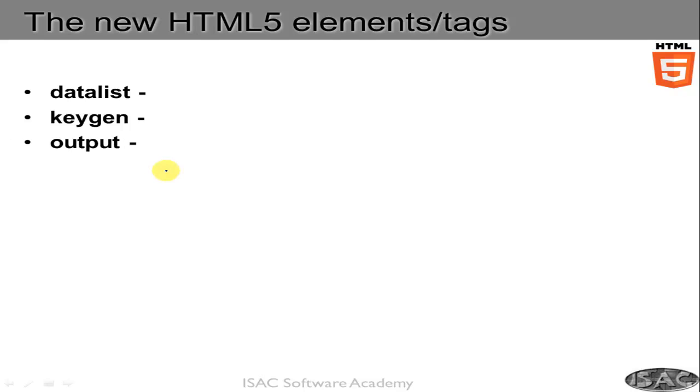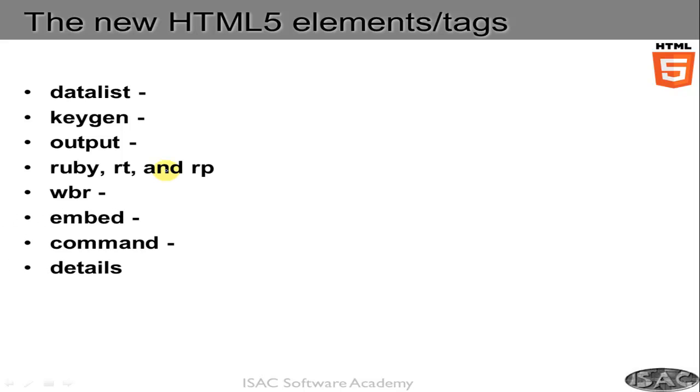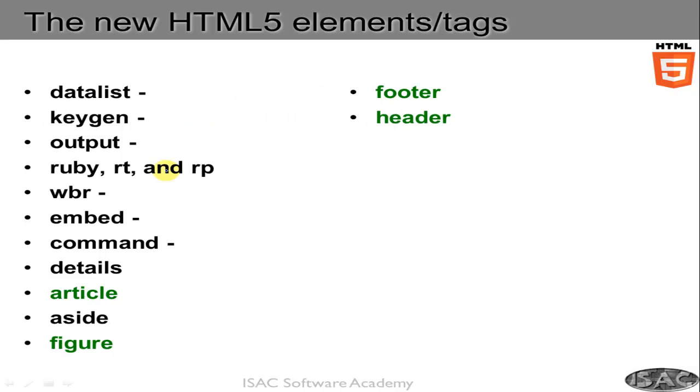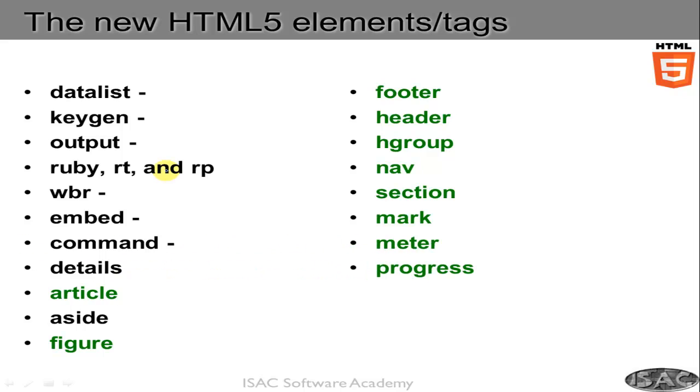There is keygen, output, ruby, rt and rp, wbr, embed, command, details, article, aside, figure, footer, header, hgroup, nav, section, mark, meter, progress, time, canvas and video. These are the various new tags, and when I say tag it means element. Don't confuse between them, both are the same thing.